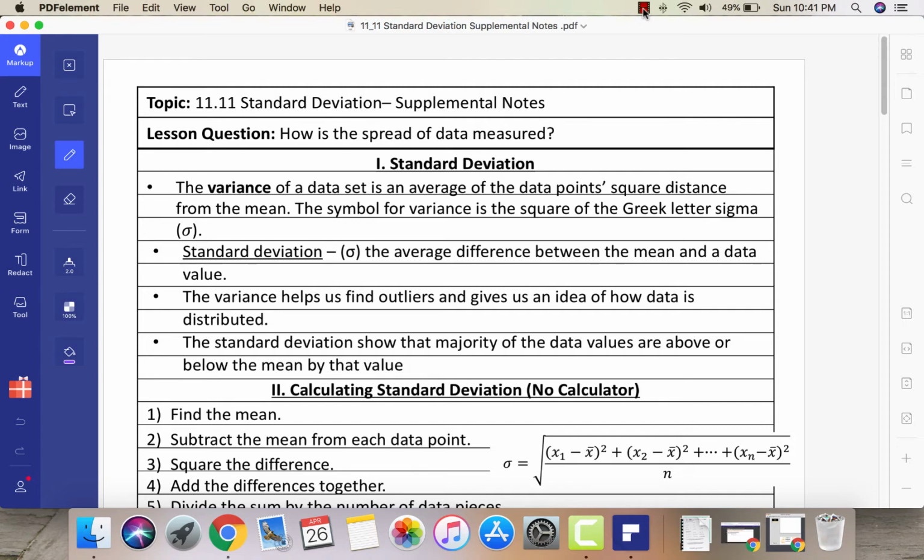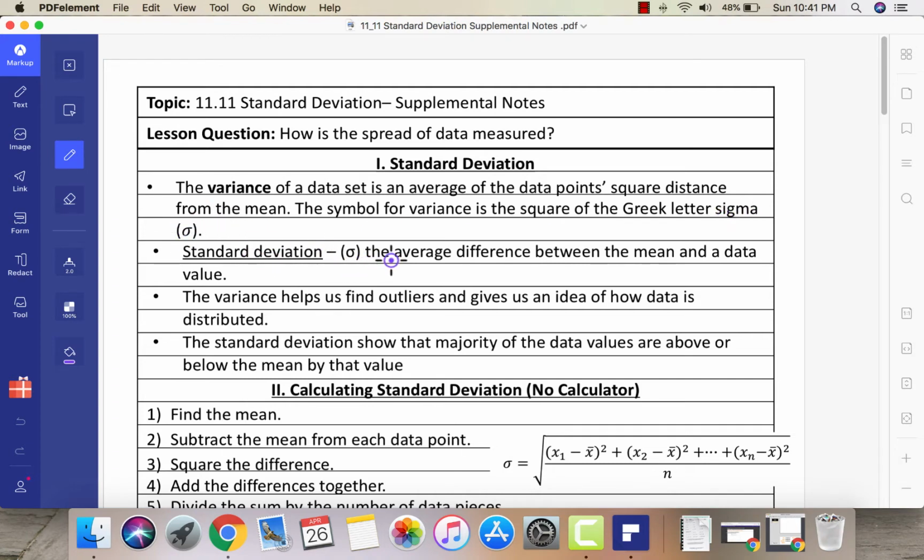So we talked about the mean and the median and the mode, and then we also talked about the range. So standard deviation is a type of range of data. It's the spread, how spread out the data is. Standard deviation is represented by the Greek letter sigma. It looks kind of like an upside down Q.